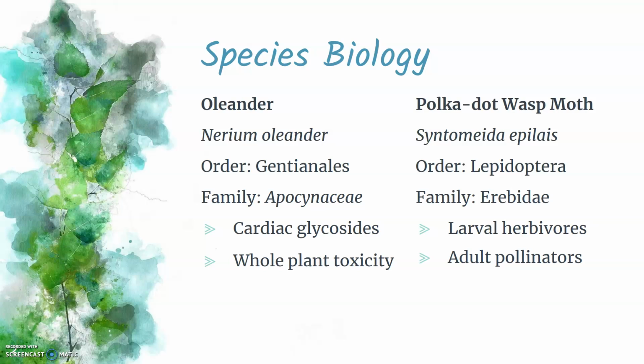They have a relationship with polka-dot wasp moths, or Syntomeida epilais, from the order Lepidoptera and the family Erebidae. In their larval form, they are herbivores of this plant. They are laid as eggs on the bottoms of the leaves, and once they hatch, they just munch away, and they eventually pupate and turn into a very beautiful moth species. And the adults themselves are pollinators. They are found wherever oleander is found.